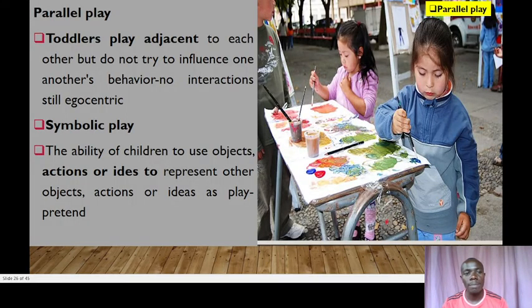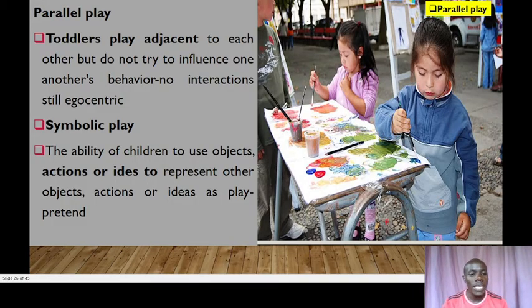Toddlers do exhibit some unique plays, and one of them is parallel play. It's very funny, guys. You can see it on my right here, the two ladies just concentrating on their own paints, not interested in any other. So these toddlers will play adjacent to each other but not try to influence another's behavior or interaction. So they are still very egocentric. They only think about themselves.